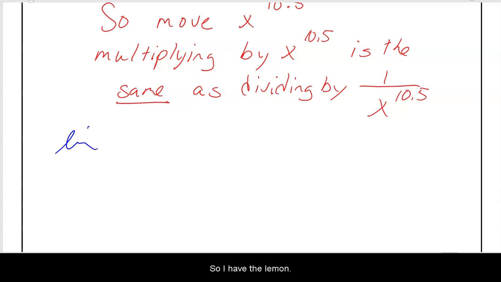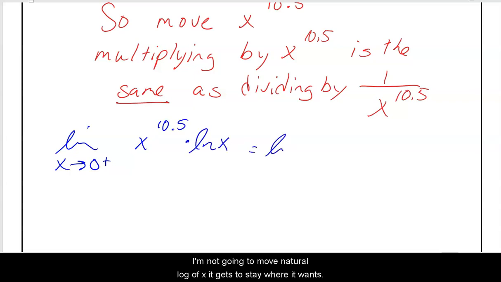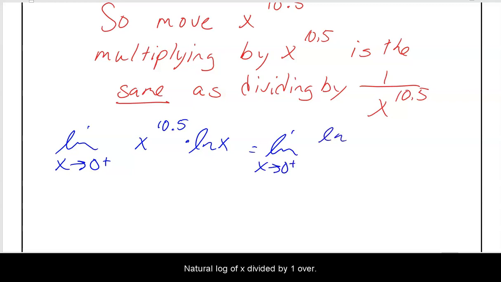So I have the limit as x is approaching 0 from the right of x to the 10.5 times the natural log of x. I'm not going to move natural log of x. It gets to stay where it wants. So I have natural log of x divided by 1 over x to the 10.5.